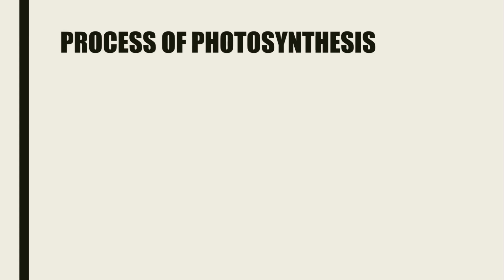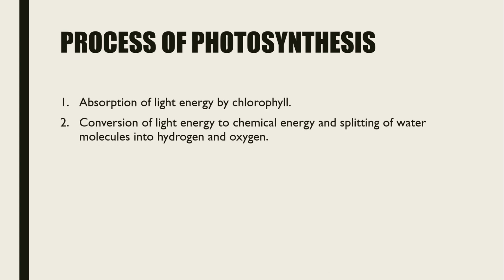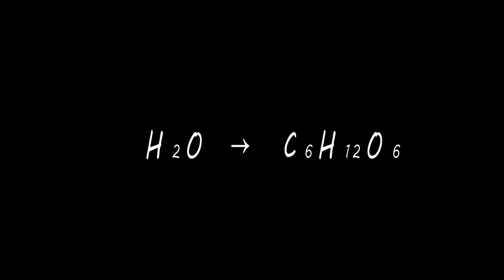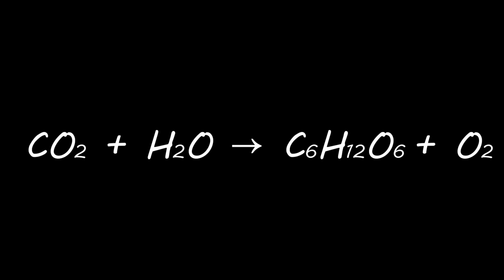Now let's see the process of photosynthesis. The first step is absorption of light energy by chlorophyll, and then conversion of light energy to chemical energy, and splitting of water molecules into hydrogen and oxygen, and then reduction of carbon dioxide to carbohydrates. And we can write this in an equation, which is CO2 plus H2O, in the presence of sunlight and chlorophyll, gives out C6H12O6 plus O2 plus H2O.